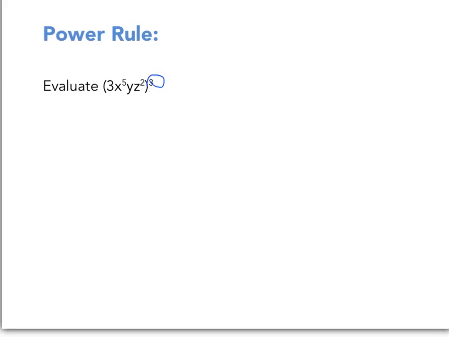So we have our first term, which is 3 to the third power. Now, we know that coefficients keep the normal rules of multiplication and division. They also keep the normal rules of exponents. So we are not multiplying 3 by 3. We are doing 3 to the third power. Let's break this up as 3 to the third power. And now we have x to the fifth to the third power. And we have y to the third power. And we have z to the second to the third power. So that power applies to every single piece of that term.